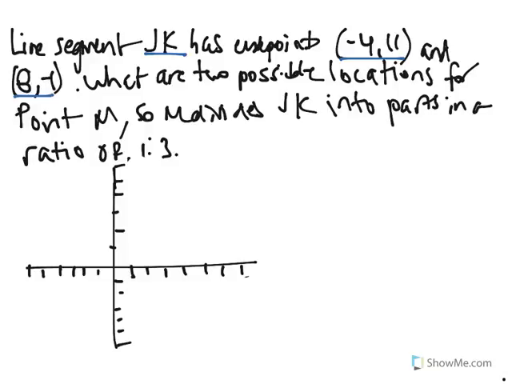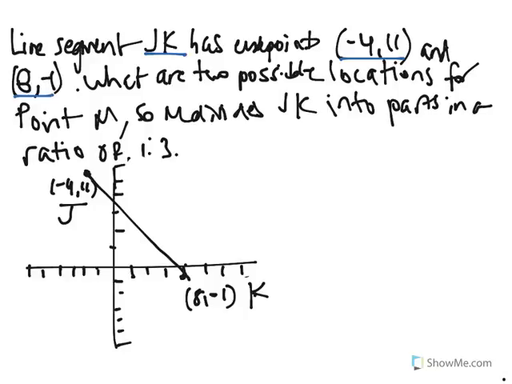Great. So I have negative 4 over, so 1, 2, and then 11 up. So I'm right about here. I'm going to have (-4, 11). And then I have 8 over, 1 down. So I have 1, 2, 3, 4, and then 1 down right here: (8, -1). Okay, so I'm going to connect my points. This is point J. I always want to label my points, and this is point K.